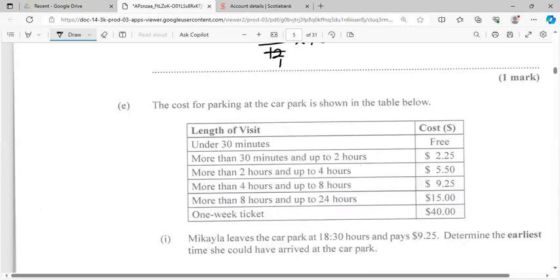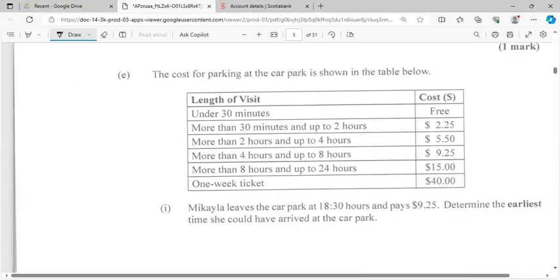All right, let's look at E. It says the cost of the parking at the car park is shown below. Let's go right to it because we're not going to waste time on it. We can go back up to it. It said Michaela leaves the car park at 6:30 hours and pays $9.25. Determine the earliest time she could have arrived at the car park. So first, let's look at the rate for $9.25. And it says from 4 hours up to 8 hours. So the maximum time can be 8 hours.